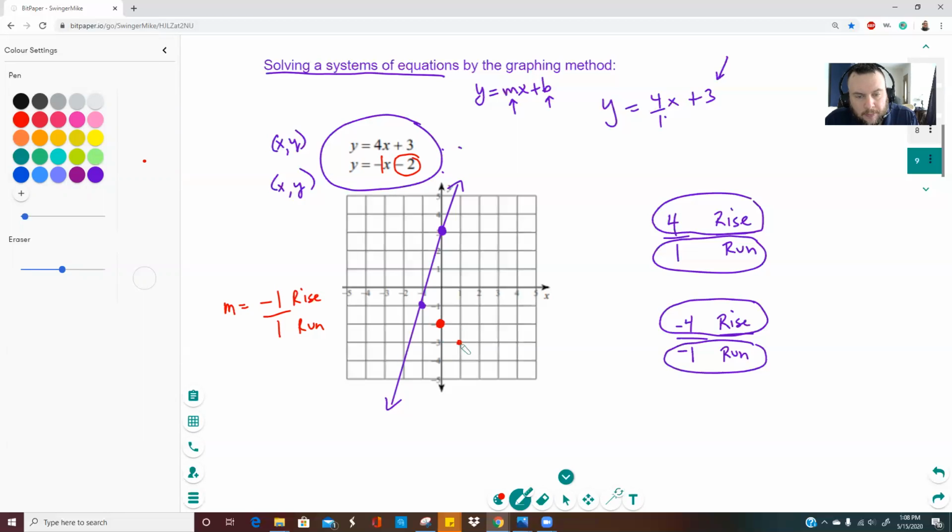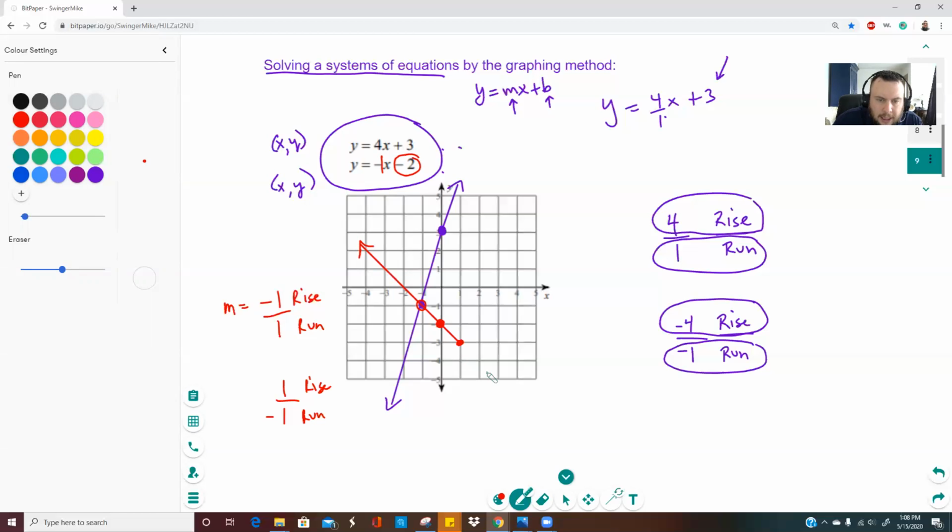I can also go the opposite way, because these two mean the same number. Both mean negative 1. I could go up 1, that's my rise, and go left 1. Up 1, left 1. And notice what happens right here. I think you can see what happens. Let me draw the line. And there you go.